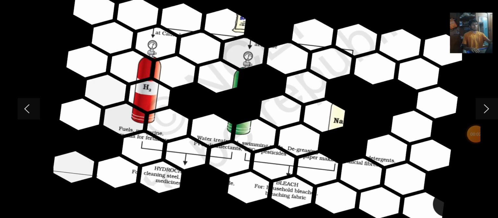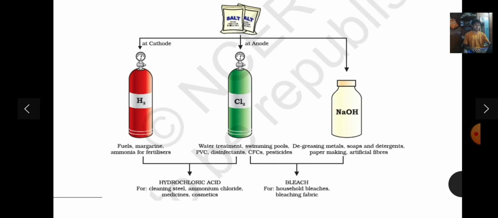So these are the products that are formed after the reaction. At the cathode we get hydrogen gas. At the anode we get chlorine gas, and we get a precipitate which is sodium hydroxide. Now there are some other products that are formed from hydrogen gas alone, chlorine gas alone, and sodium hydroxide alone. And after the combination of hydrogen gas and chlorine gas, we get some other products. Now let's see what those products are.